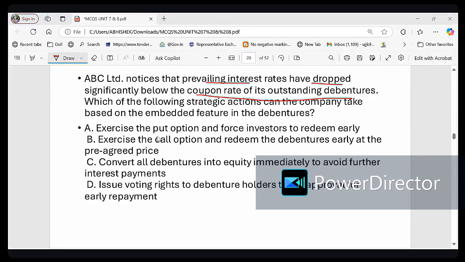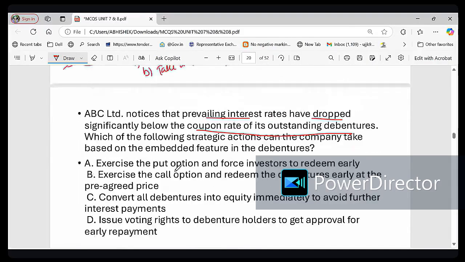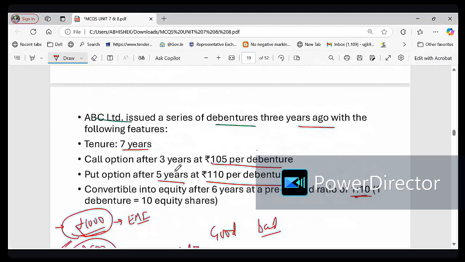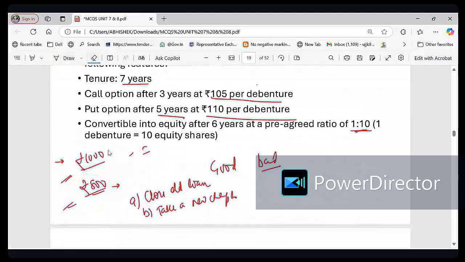That is the point. You know call option, put option. If you know this call option, put option, then only you can answer it, right? So let's understand the options in this debenture. The call option they can exercise after 3 years. You can see it is written, they can exercise the call option after 3 years.